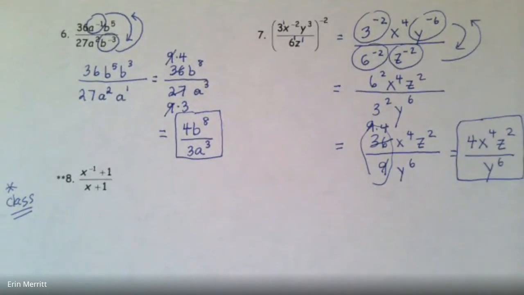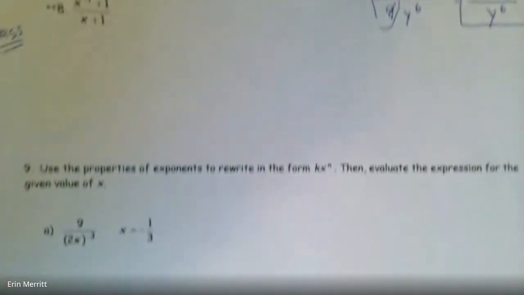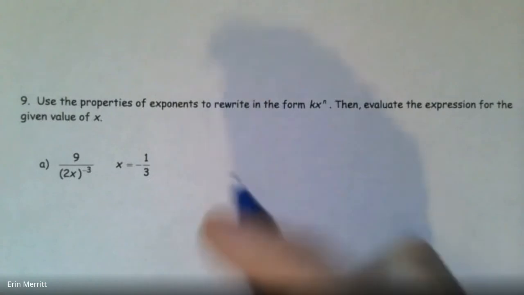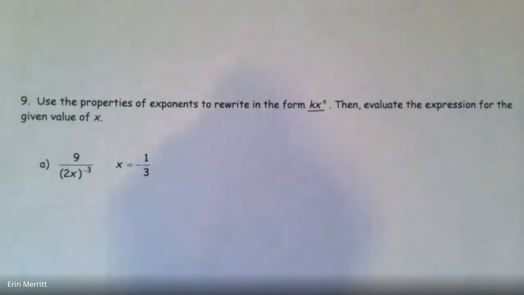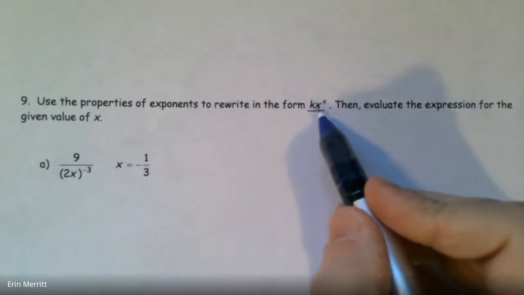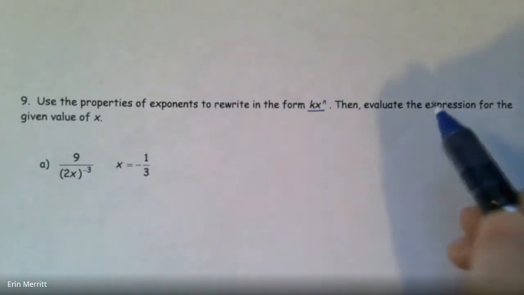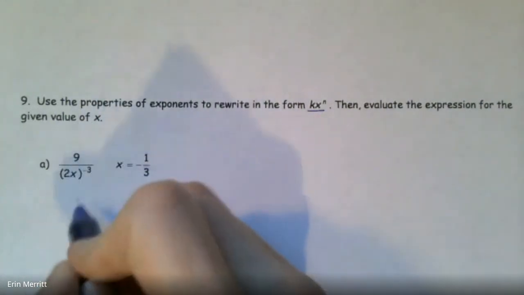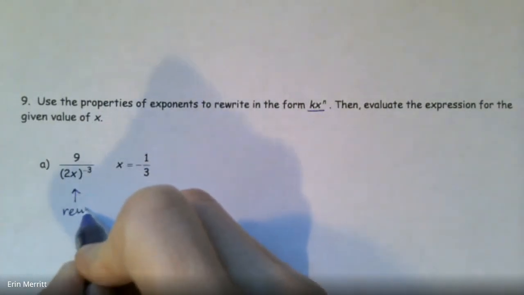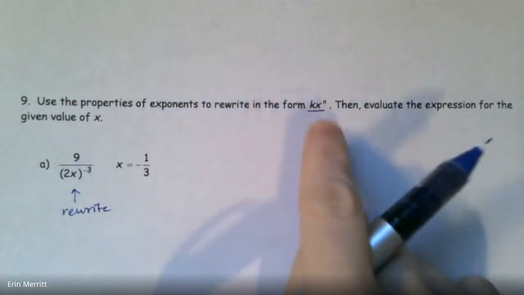All right. What I'd like to look at next, the ones at the bottom. So for number 9, it says use the properties of the exponents to rewrite it in the form of kx to the n. So that just means a constant times x to some power. Then evaluate the expression for x. So we got 2 parts to it. All right, the first part, we want to rewrite this guy so that it's in that format.